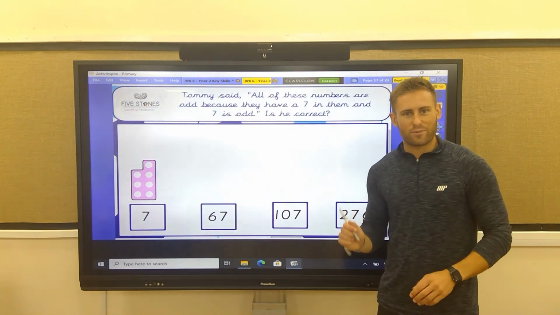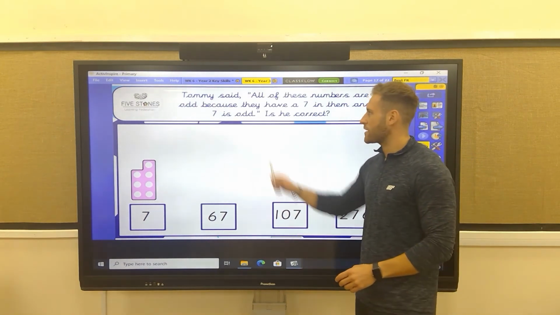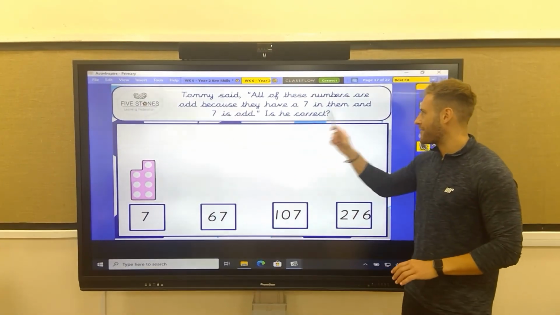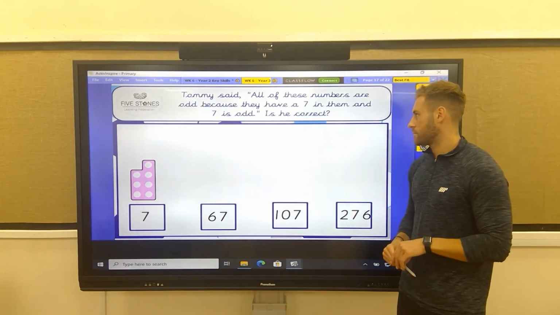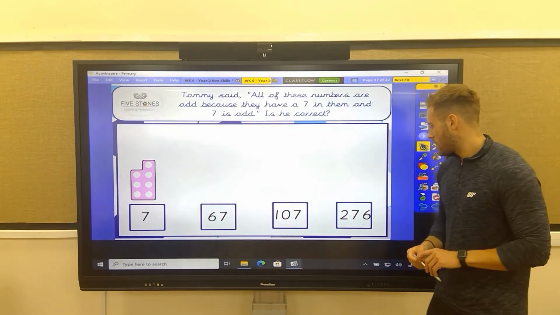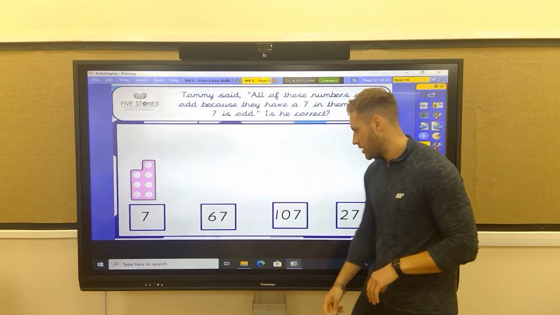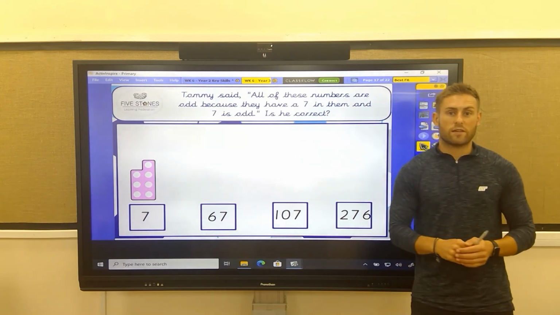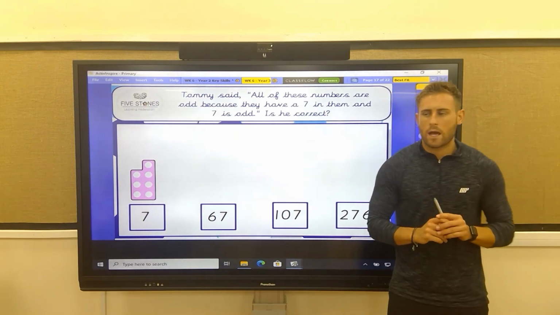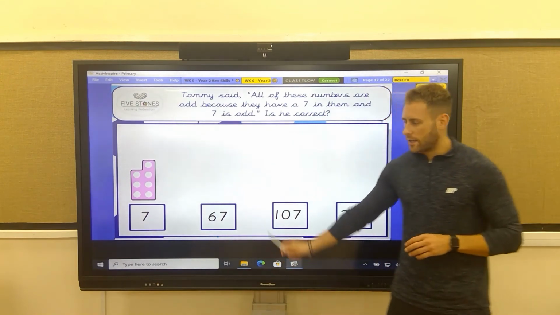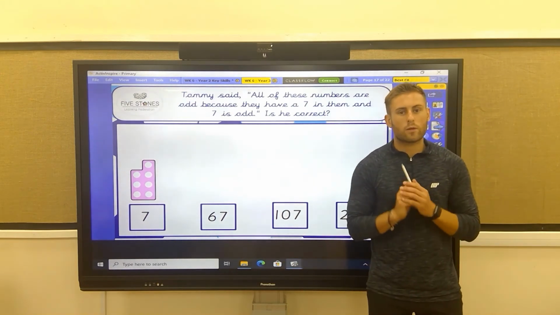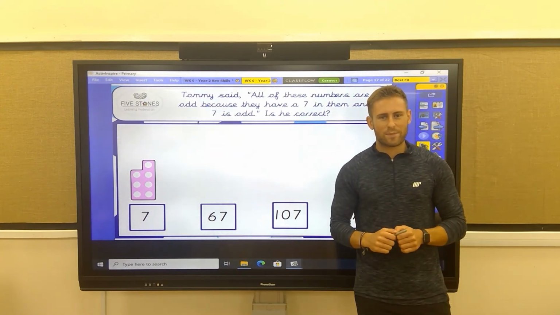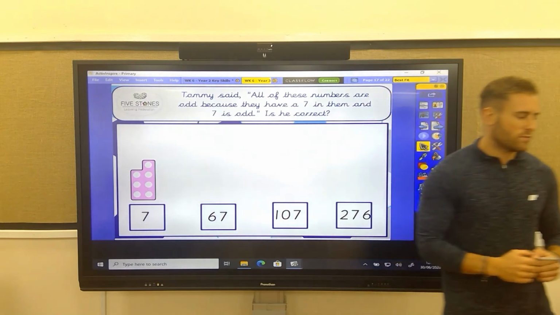Right, we've got a problem this time, because my friend Tommy said all of these numbers are odd because they have a 7 in them, and 7 is odd. Is he correct? So Tommy thinks 7 is odd, 67 is odd, 107 is odd, and 276 is odd because they've all got a 7 in, and 7 is an odd number. I want you to think about what the number 7 looks like and what the others might look like to help explain whether Tommy is correct or not. Okay, pause the screen, get some explaining done, and see what we get. Off you go.